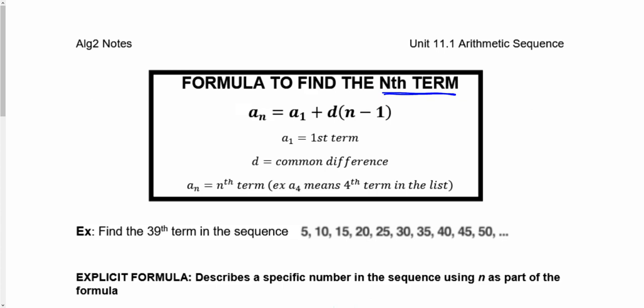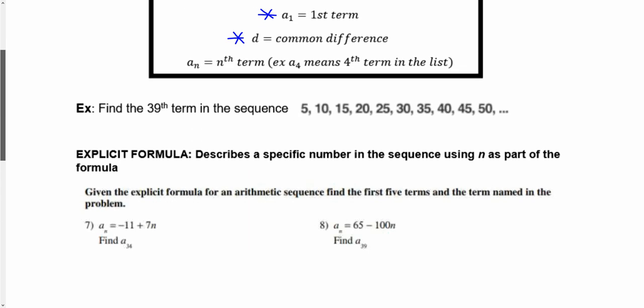It's called n because it depends on what number we're looking for. If I want the 10th term, n equals 10. If I want the 25th term, n equals 25. The only two things you need to know are the first term and the common difference, and then it all becomes calculator work. Quick example. Find the 39th term. That right there is telling us n equals 39.